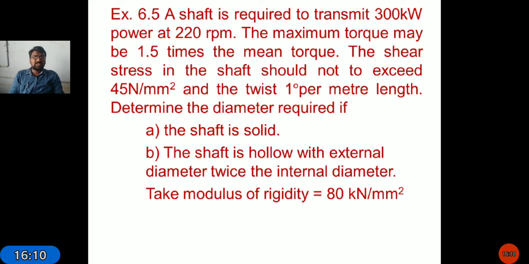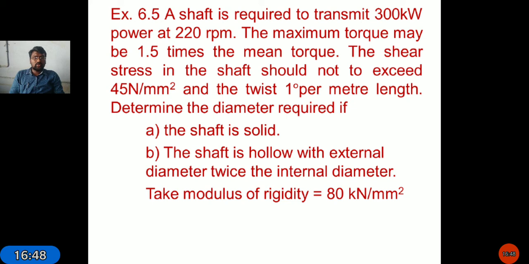Next, the shear stress in the shaft should not exceed the given maximum value. The maximum shear stress induced in the shaft is 45. Beyond the limit the shaft is not bearable, so the maximum shear stress developed in the shaft is 45 Newton per millimeter square and theta value is 1 degree per meter length. Now we need to determine the diameter required if the shaft is solid and if the shaft is hollow with external diameter twice the internal diameter. Take modulus of rigidity.